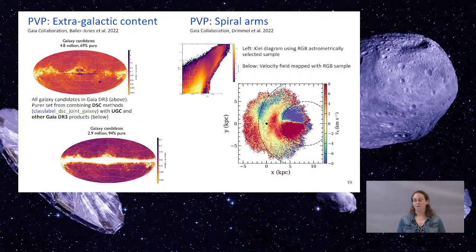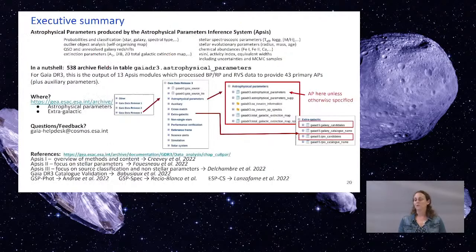And then for the spiral arms, this is an example of a high-quality sample of red giant stars. So in the top panel, I show the stellar parameters of these stars, and then in the bottom panel, I show the spatial distribution of these stars, but color-coded by the velocity field map with this sample of parameters. So I'm going to leave you with my very dense summary slide, but it is the overview.